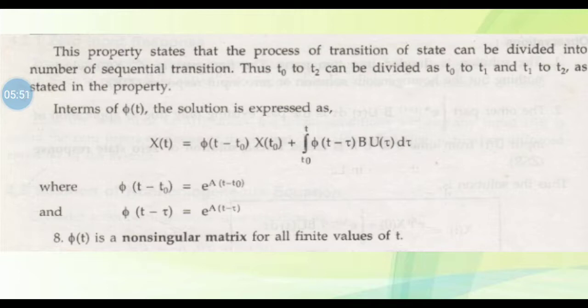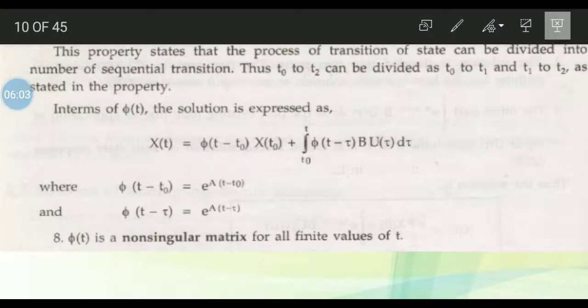The last, 8th property. So we have seen up to the 7th, now the 8th: phi of t is a non-singular matrix for all finite values of t. So these are the 8 properties of the state transition matrix. Okay. Then solution of the state equation by the Laplace transform method.